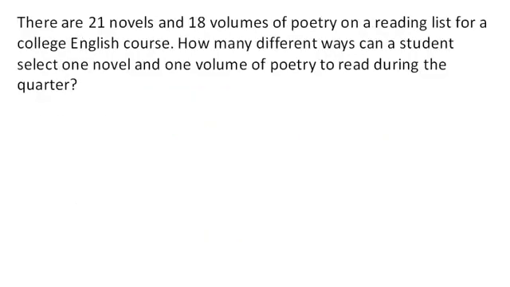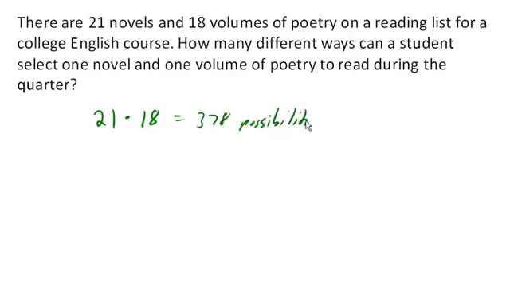Suppose there are 21 novels and 18 volumes of poetry on a reading list for an English course. How many different ways can you select 1 novel and 1 volume of poetry? Well, there's 21 choices for the novel, 18 choices for the poetry. We multiply those together, and that gives us a total of 378 possibilities.